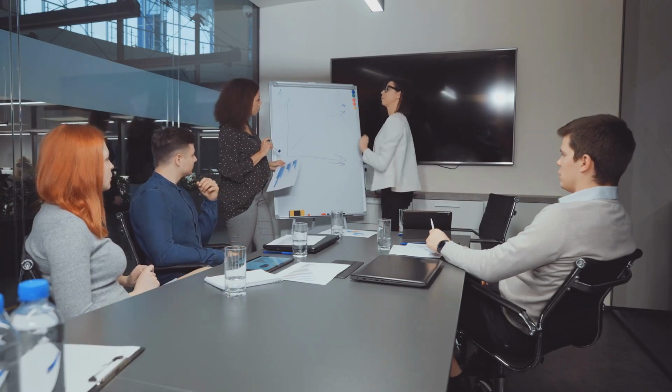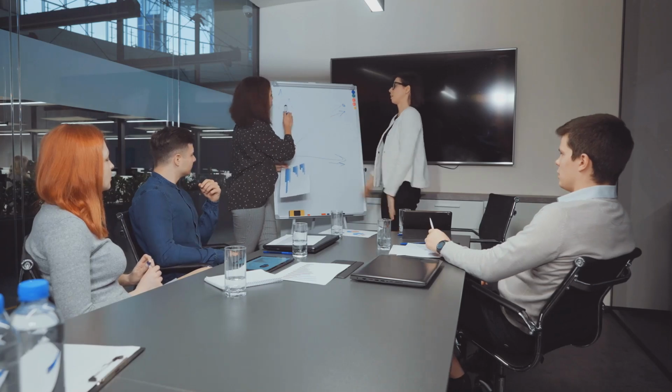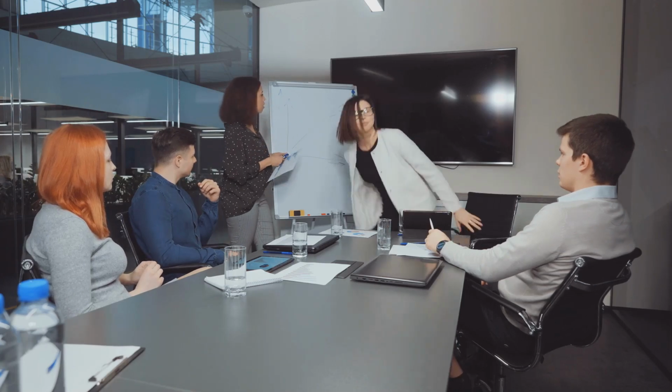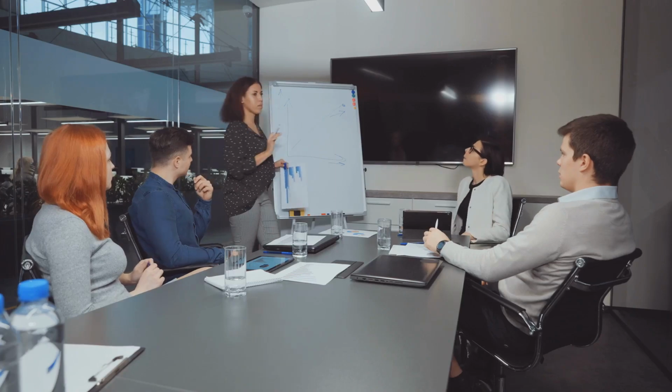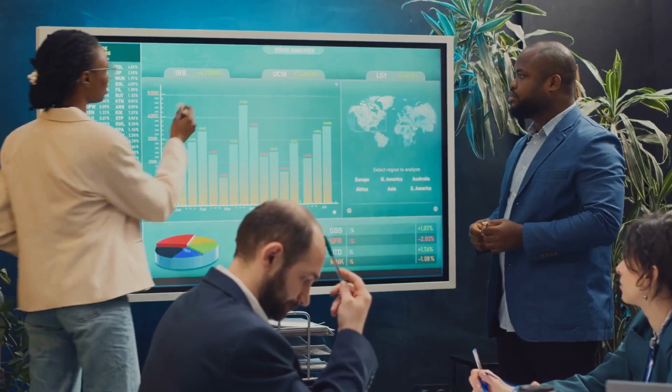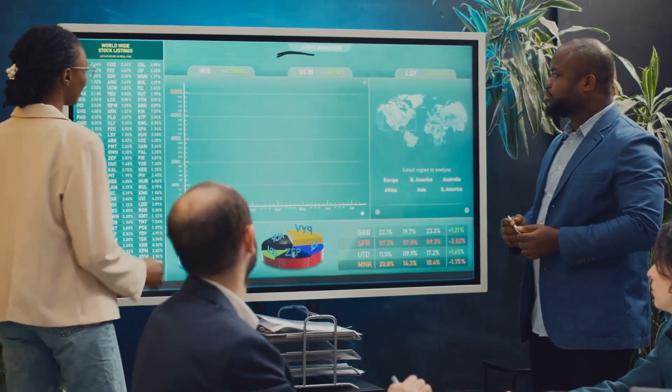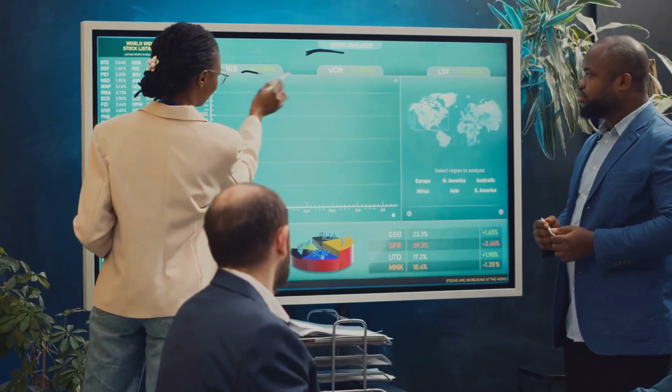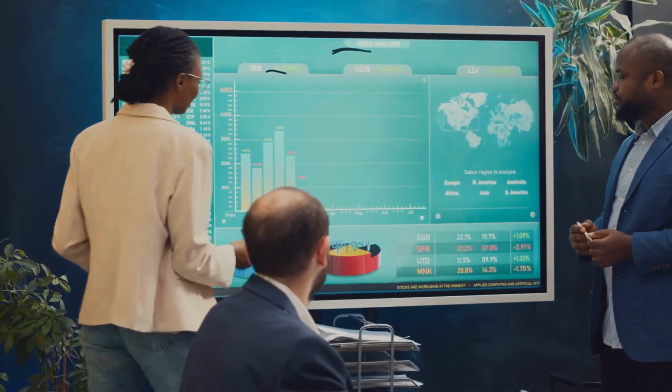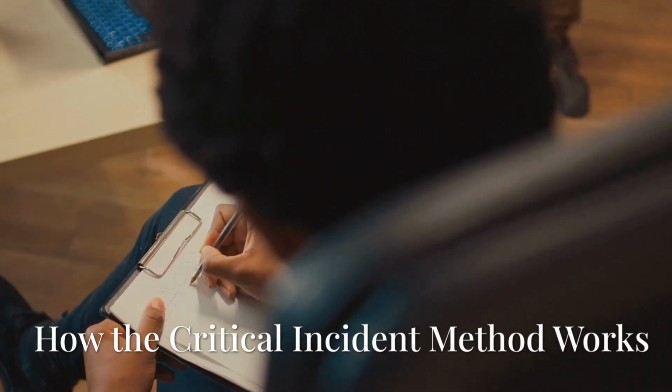The critical incident method is a performance evaluation technique focusing on specific, high-impact behaviors significantly influencing employee performance. Unlike traditional appraisal methods that assess overall performance over an extended period, this approach identifies key positive and negative incidents that highlight an employee's strengths or areas for improvement.